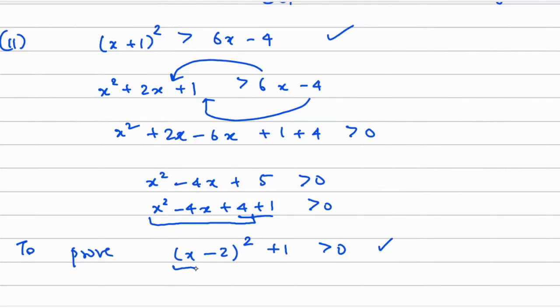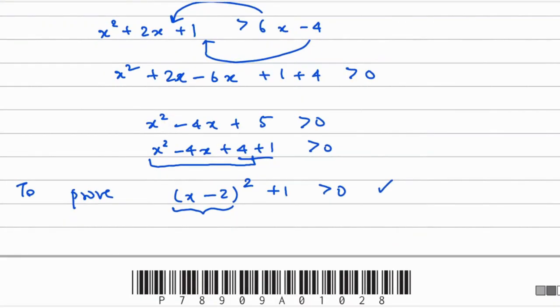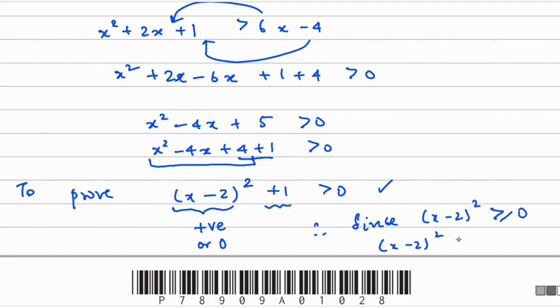Okay, now in this part, this is already a perfect square. If you take a number and take the square of that number, even if it is negative, that is always going to be positive. So this is positive, or the minimum it can go is 0. And then to that positive or 0 number, if we add plus 1, this is always going to be positive only. So we can say that since x minus 2 the whole square is greater than or equal to 0, x minus 2 the whole square plus 1 is always greater than 0.